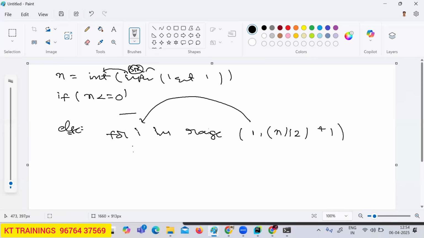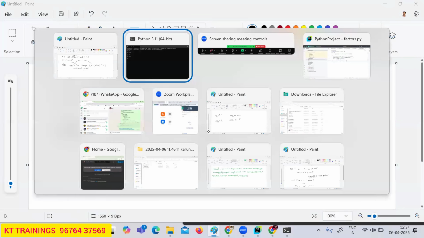What should we check? Whether it is divisible or not. If n modulus i equal to 0, then we can print that number. If divisible, let's print i, that's all. Am I clear up to this? Yes. Now let's go into the program.